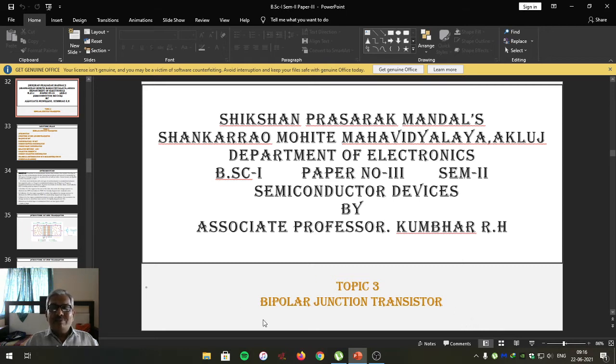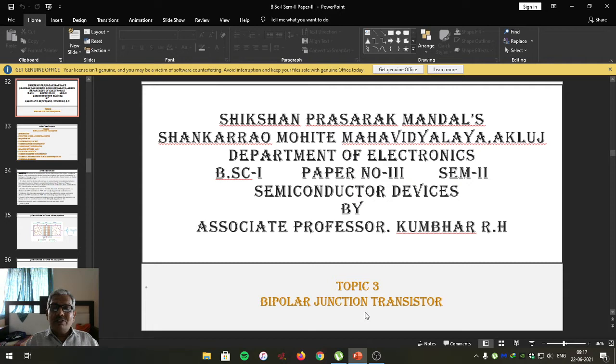It is a semiconductor device naturally, in which the current is conducted by two types of the charge carriers, that is bipolar. One is positively charged carriers and second one is negatively charged carriers, especially by means of holes and electrons. These are the two types of the charge carriers by which the current is conducted in this particular device. That is the reason why it is called as a bipolar.